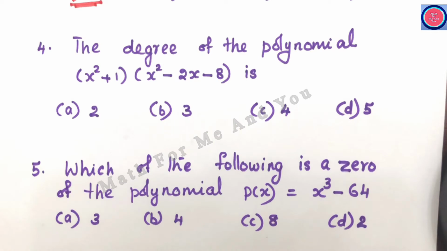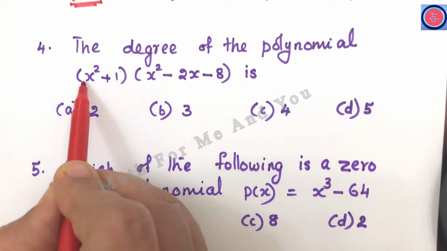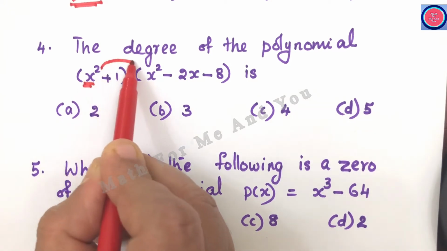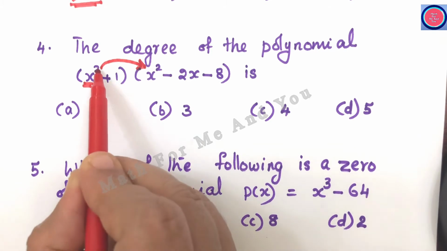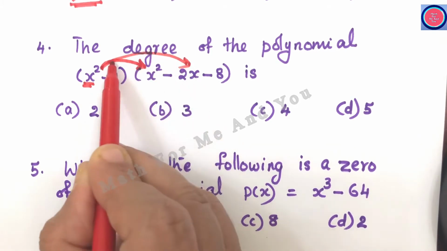Question 4. The degree of the polynomial x square plus 1 times x square minus 2x minus 8 is? To find the degree, we need the polynomial. For that, we have to multiply these two brackets. But we can find the degree quickly without multiplying completely. Just multiply the highest power term in the first bracket with the highest power term in the second bracket. That is x square times x square, x to the power 4. If we multiply x square with the other terms, we can see the power is smaller than 4.